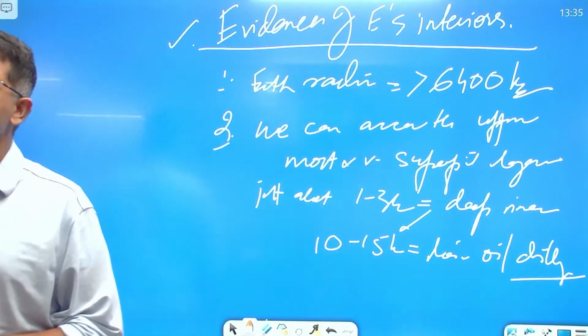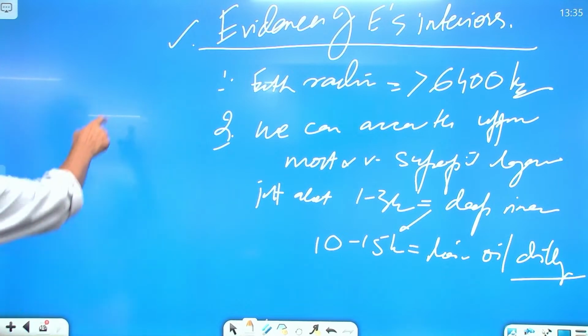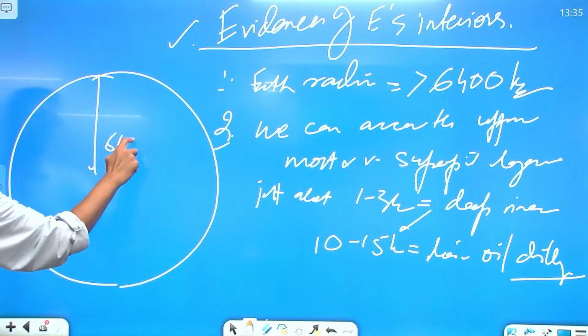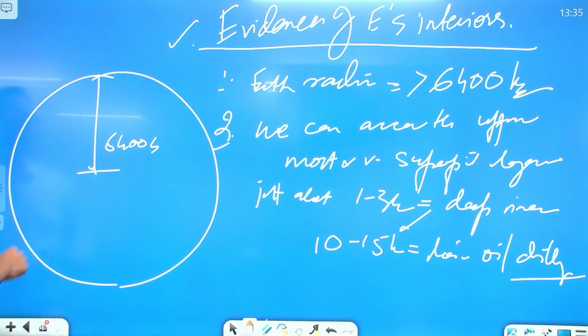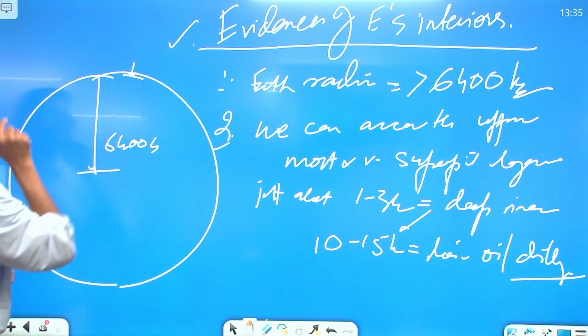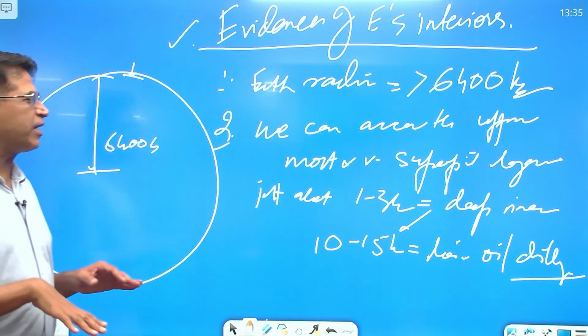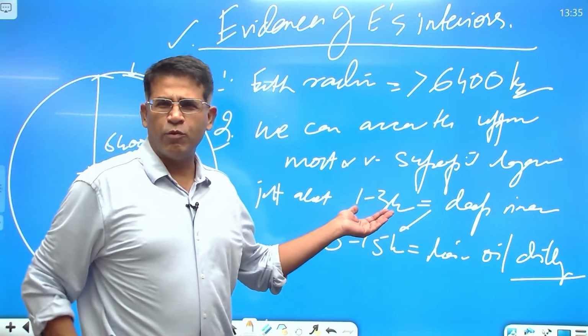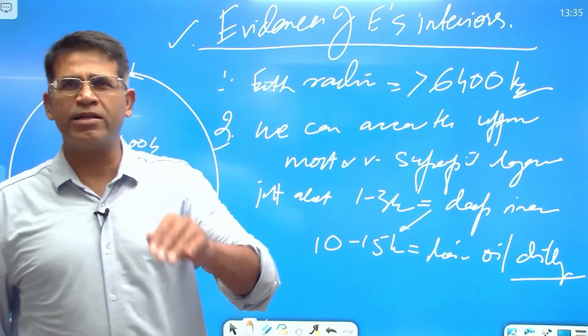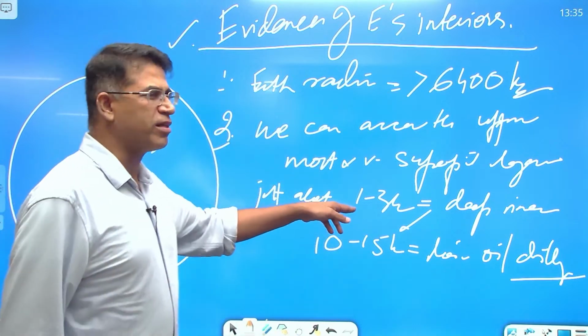Our Earth has a large radius. Earth's radius is 6400 kilometers, and I have barely scratched the outermost layers. The deepest mines, they are generally within 1, 2 or 3 kilometers. So gold mines, some diamond mines. Okay, we don't go beyond this.